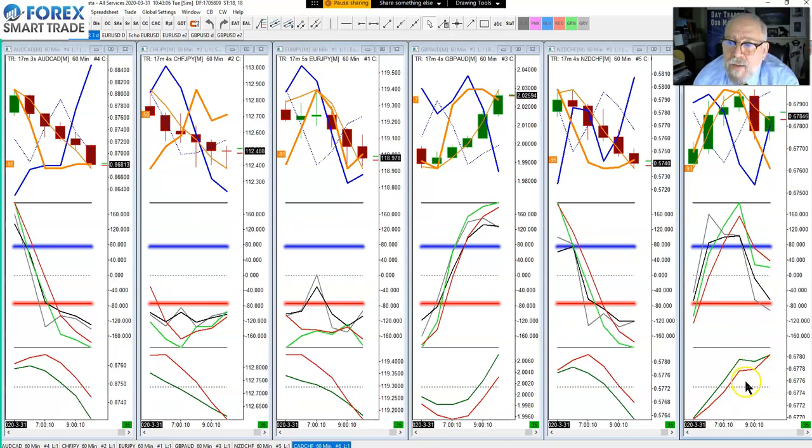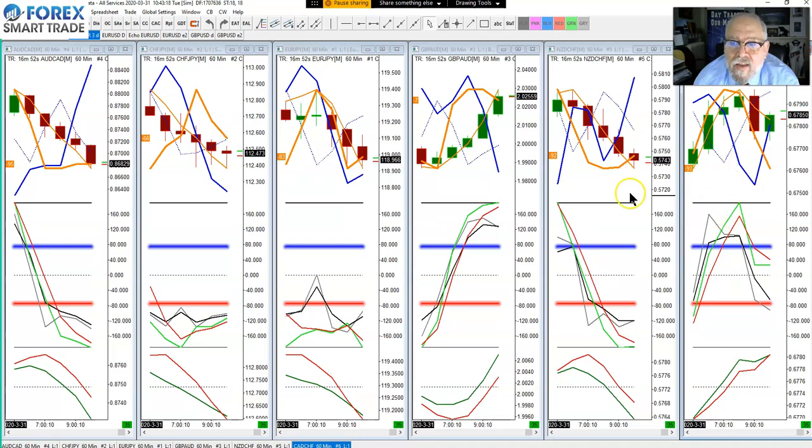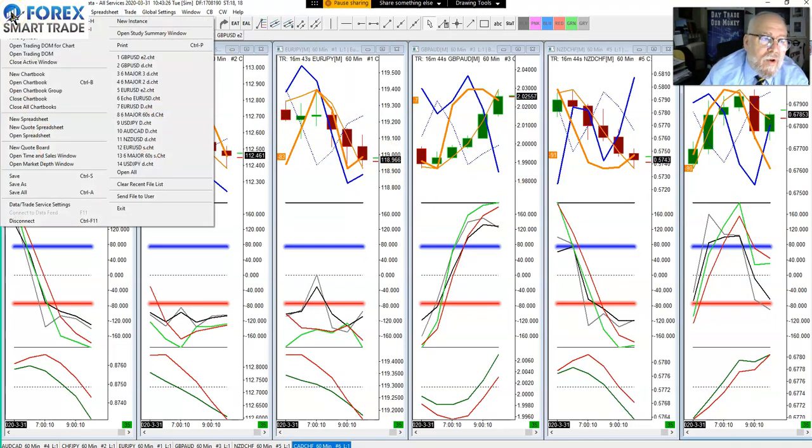So right now I've got 8 points. Even though this is a little weak, 8 points. What I want to do at this point is take a look at the CAD Swiss franc full chart and get an idea of what the trade might be worth. So I'm going to open up chart book.